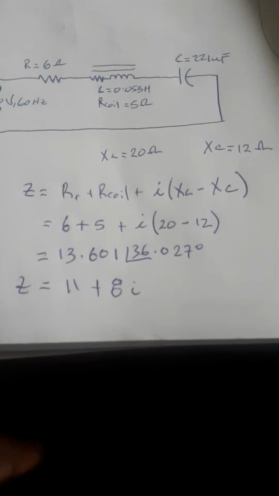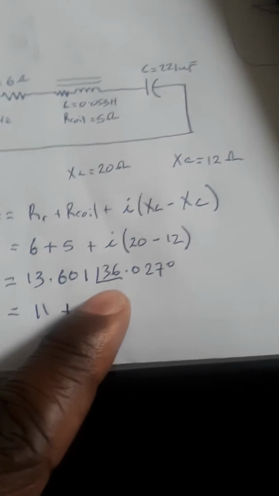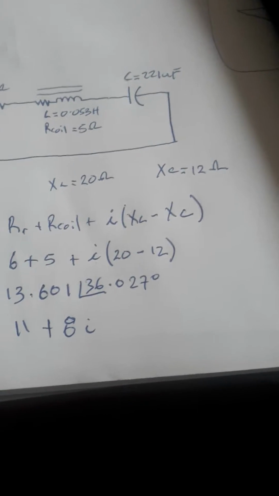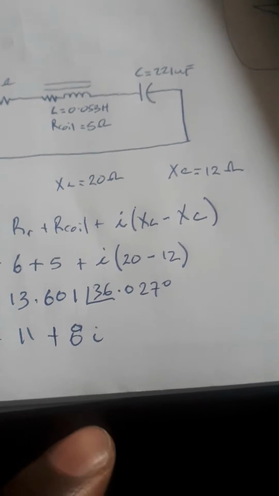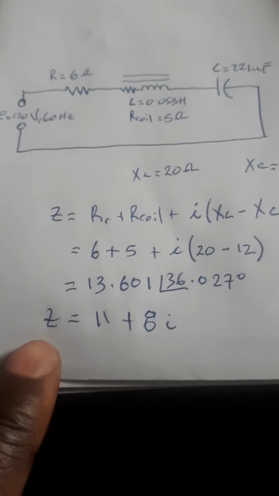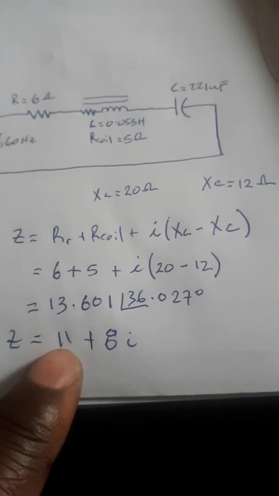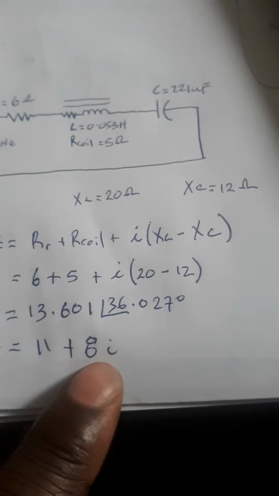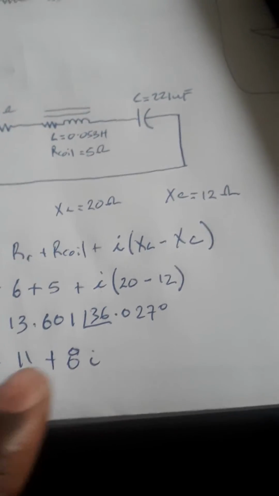A few punches of the calculator, we get 13.601 at an angle of 36 point that. This even helps with less rounding off, so you get a more accurate answer in the end. And as you see, Z here, which is your impedance, is equal to R, which is 11 ohms, plus your XT, which is 8 ohms. So 11 plus 8i.